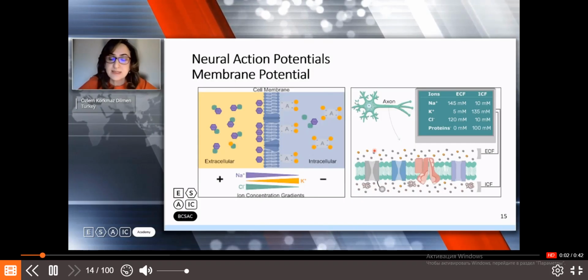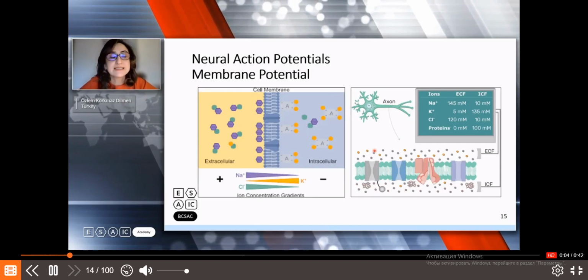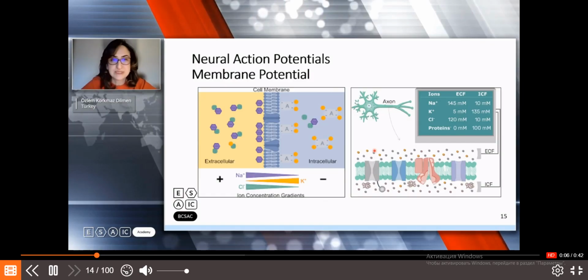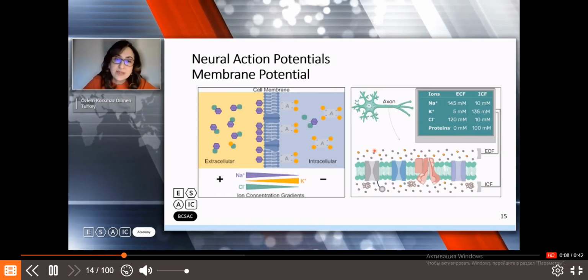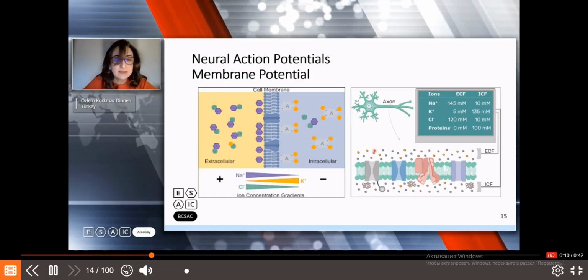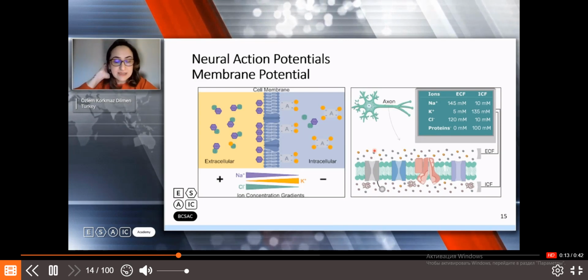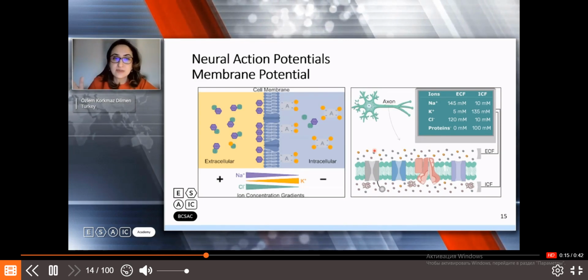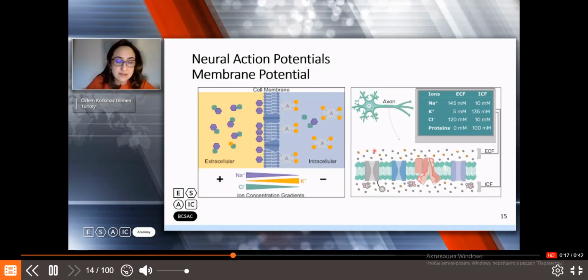Let's continue with physiology. I would like to start with the neural action potentials. As we all know, various ions, including sodium, potassium, and chloride, are unequally distributed between the inside and outside of the cell.